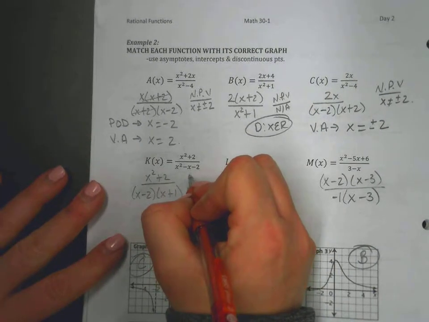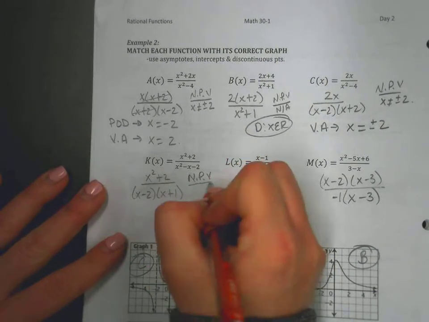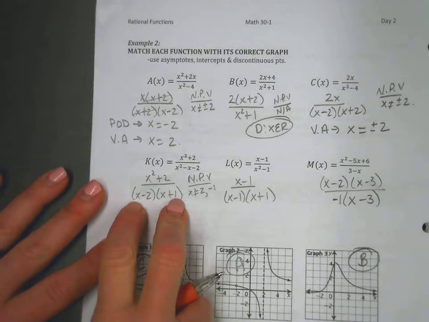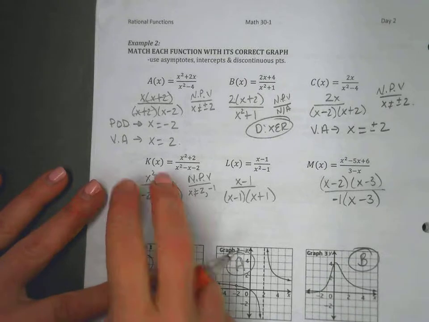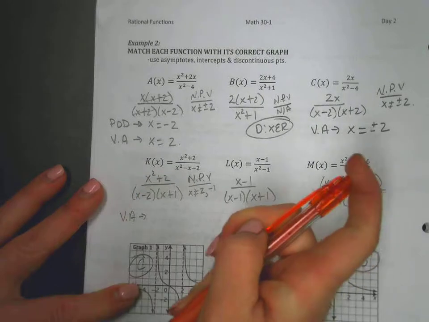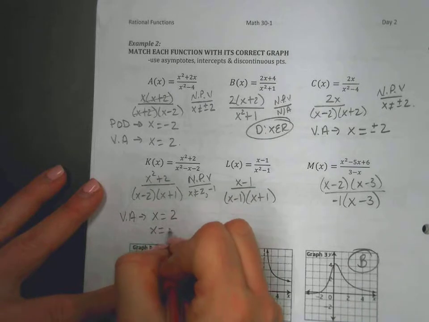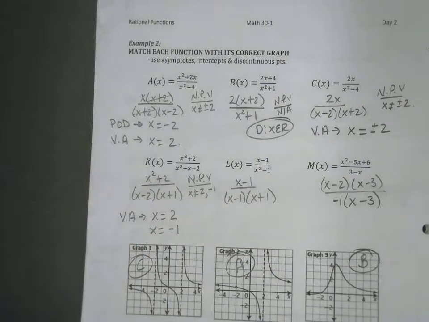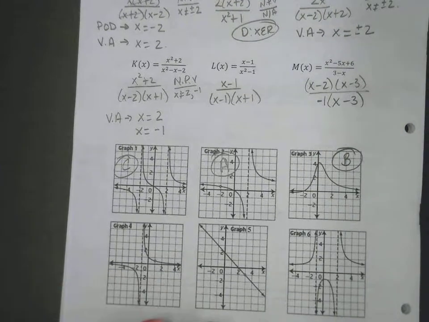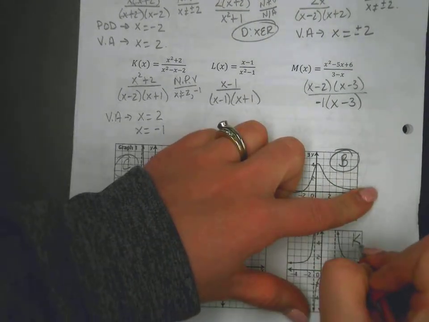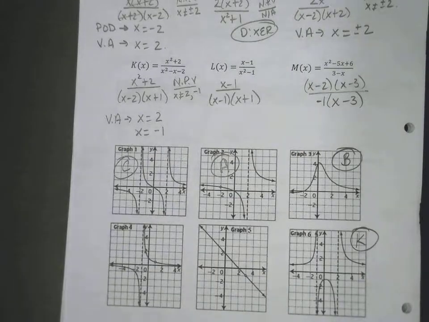Question K, again, my non-permissible values are x cannot equal 2 and -1. Neither of these factors can cancel in my numerator, so again I have two asymptotes, one occurring at x equals 2 and a second occurring at x equals -1. So which graph does this match up with? Positive 2 and negative 1 would be graph 6, so this would be K.